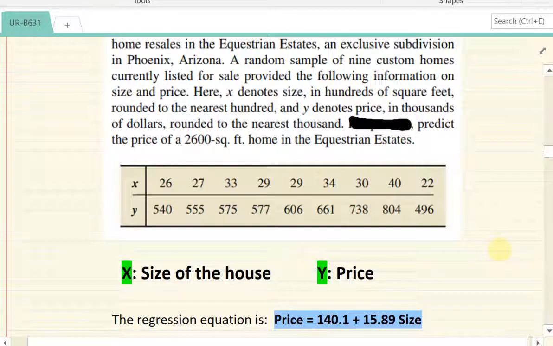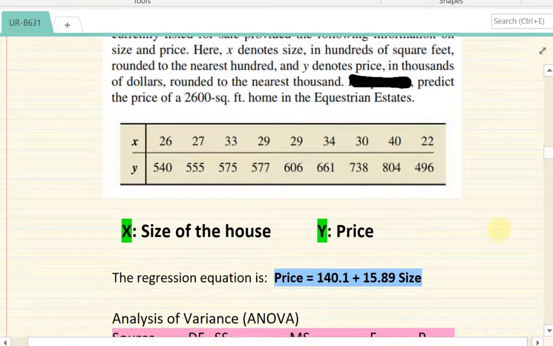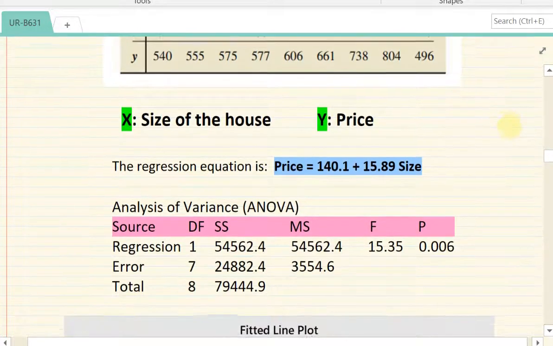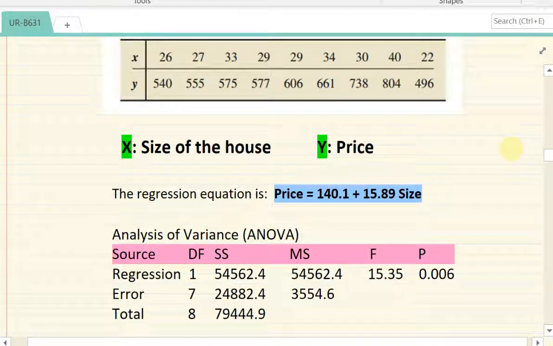Here, x is the size of a house. We're told that in the middle paragraph. And when I ran Minitab, and I'll show you in a moment, this is what the regression output looks like. So first of all, we have the price, right in here.